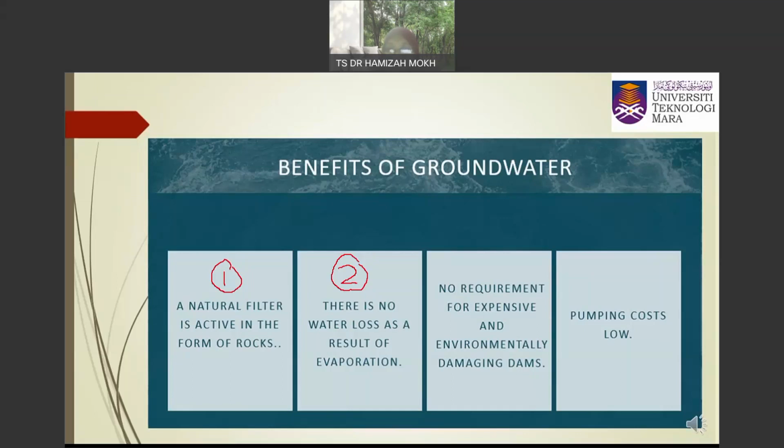Number 3, groundwater has no requirement for an expensive and environmentally damaging dam. The cost is less expensive compared to constructing a dam. And then groundwater also has a low pumping cost. So we have 4 benefits of groundwater as an alternative water resource.